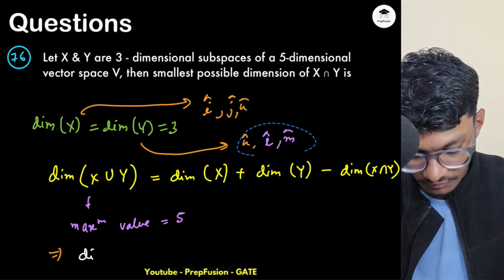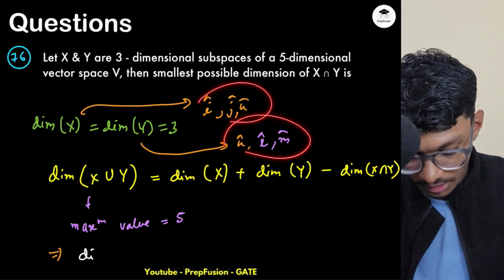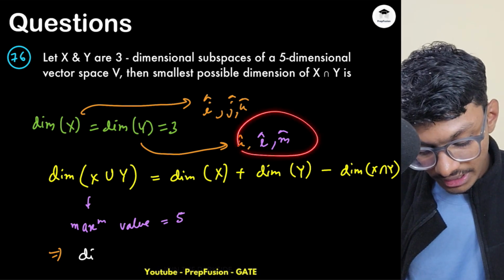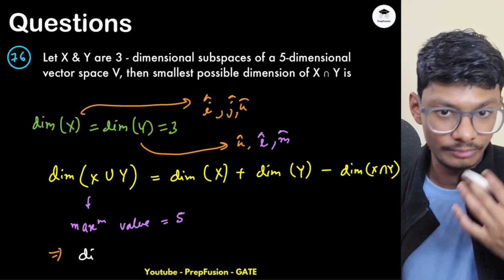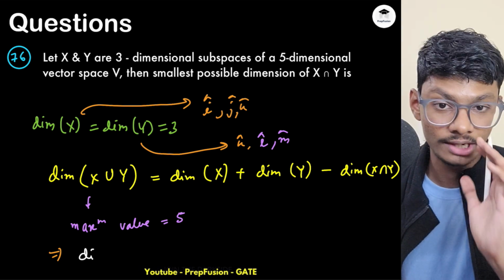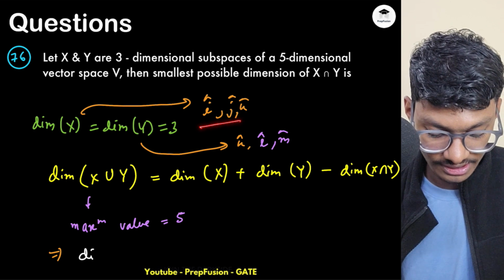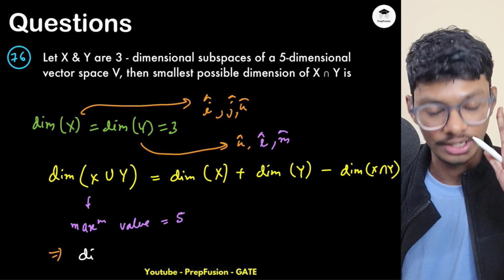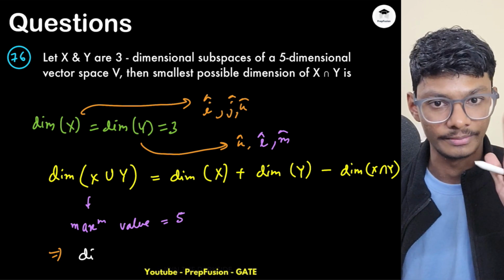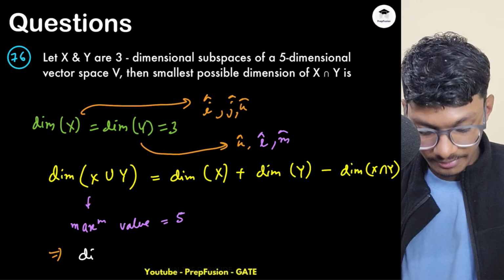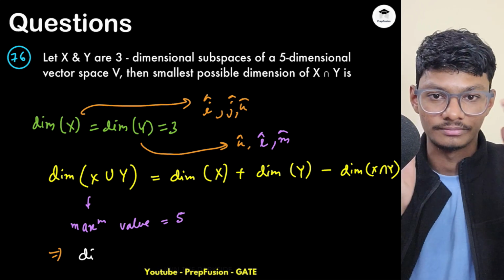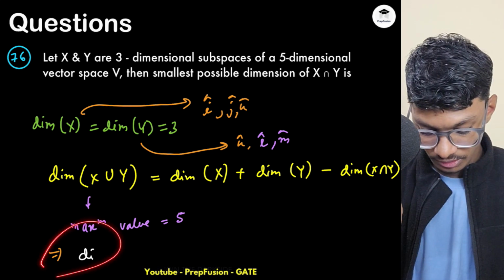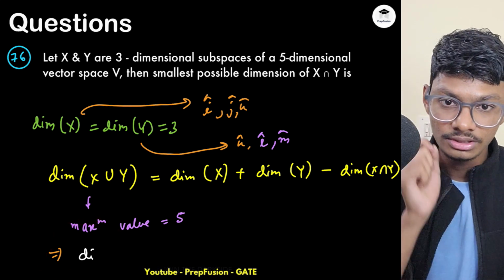So k, l, m and i, j, k. If these are vectors, then with a linear combination of these, what can be my maximum dimension? I can get i, j, k, l, m, all the 5 basis vectors. So I will be able to get 5 dimensions. What does union mean? Take both of them. I'm taking both of them and I can get at max 5 dimensions. That's why its dimension can be 5.